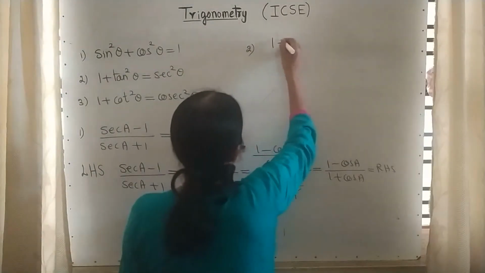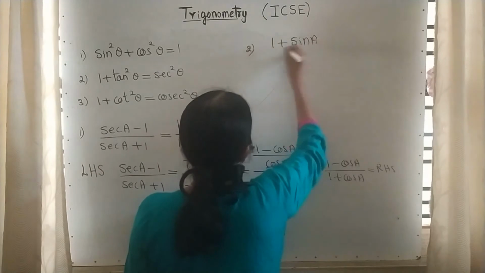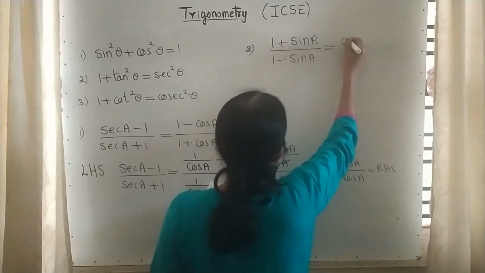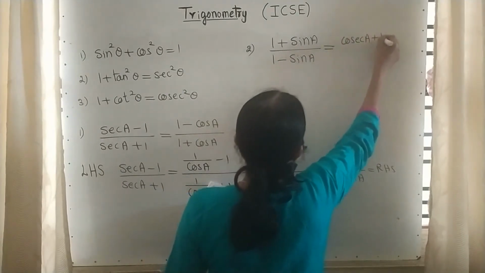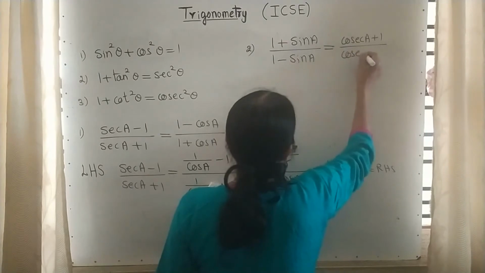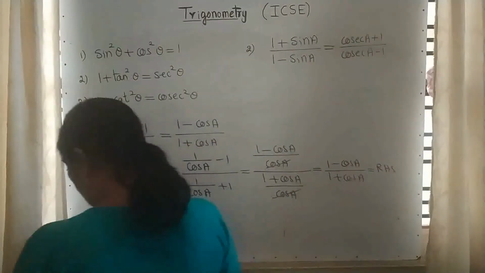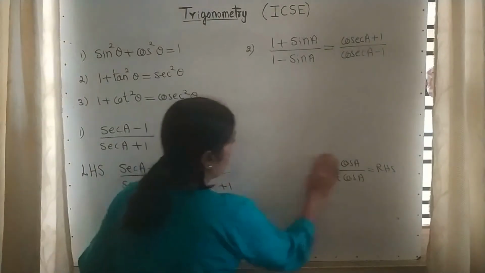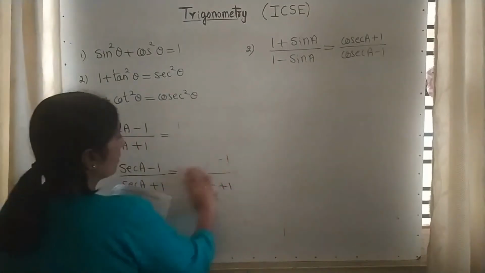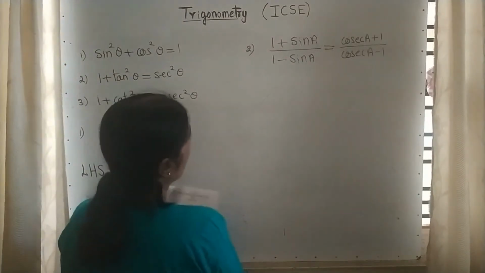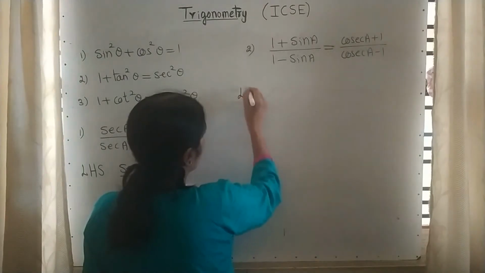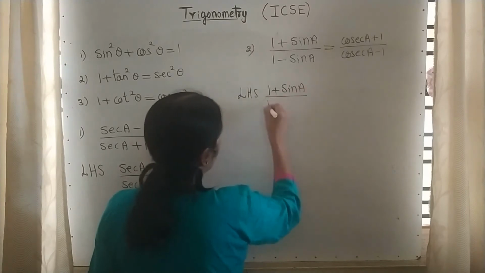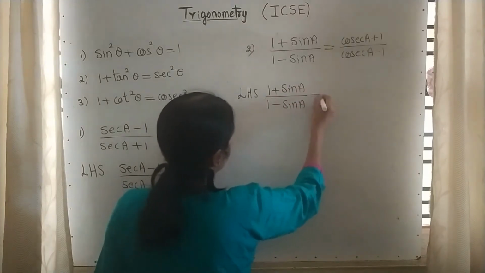Prove that 1 plus sin A upon 1 minus sin A is equal to cosecant A plus 1 upon cosecant A minus 1. So as I told you, either you start with LHS or you can start with RHS. So write down the LHS, and you know how to write sine. Sine will be written as 1 by cosec. Write down the LHS: 1 plus sin A upon 1 minus sin A.